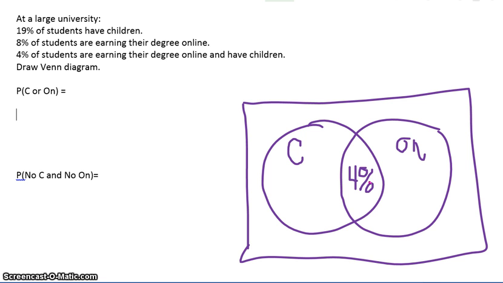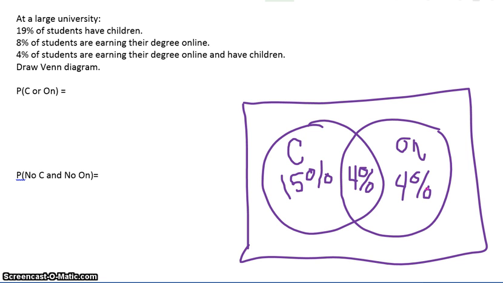Whenever we're doing a Venn diagram, we should always start in the middle and work our way out. So once we get this 4% in the center, we can then come over and say that the rest of this circle is 15%. That way the entire circle adds up to the probability of randomly selecting a student that has children, which is 19%. Same goes for over here in this circle. We'll put in 4%. This is the leftover amount after the intersection. The entire circle then represents the probability of randomly selecting a student that is earning their degree online.